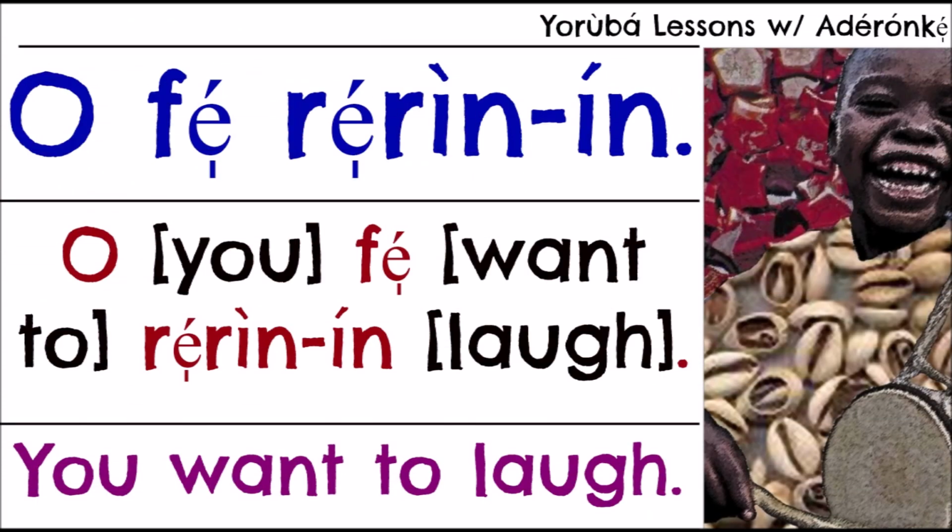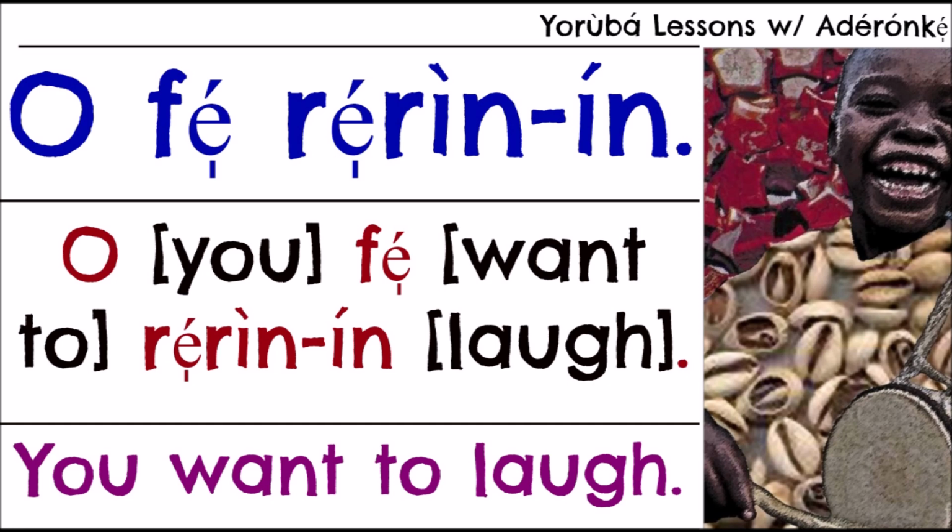So when you want to say to someone, you want to laugh. Of course, in this form, you would be talking to someone that is younger than you or your age mate. Don't forget that, because I don't want to keep repeating that. For the one that you would use for someone that is older than you, I'll get to that. You want to laugh. O fẹ́ rẹ́rìn. O is you.